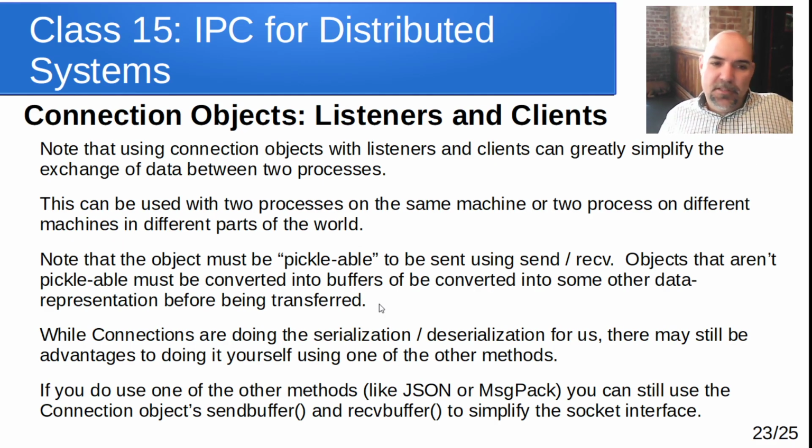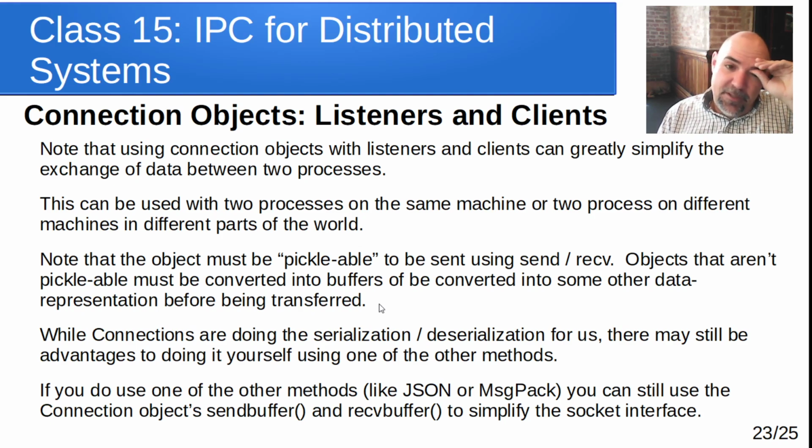Okay, so a couple notes here. Note that the connection objects, using listeners and clients, greatly simplify the exchange of data between two processes as compared with socket. It doesn't seem that much different. The main advantage is that we can feed objects in, instances in, have those pop out the other end. And since almost everything in Python is an object of some sort, it allows you to share data from one process to another one very easily.